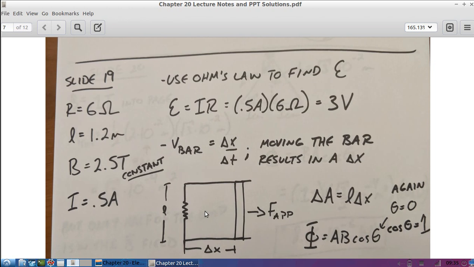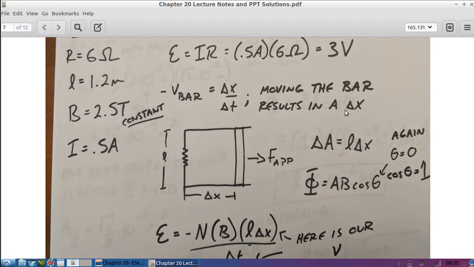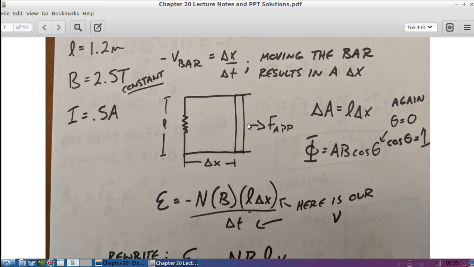The first thing I'm going to do is calculate the required induced voltage using Ohm's law. So 0.5 amp current is what I need inside the loop. It's got a resistance of 6 ohms, so I need an induced voltage of 3 volts. So here's what happens. The bar is being pulled in this direction, and so it's going to have a constant velocity in this direction. So the velocity of this bar is going to be delta x over delta t. So it's the horizontal displacement divided by time.